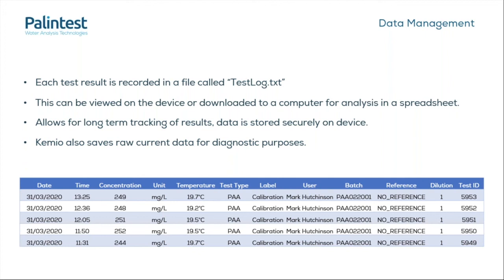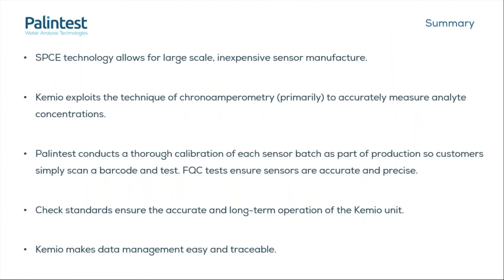In the table is just a typical example of the output of the Cameo. You get a lot of information with the date, the time, the concentration. You can input the user and the batch code. That's all stored within the Cameo for good data management. That brings us to the end of the talk.